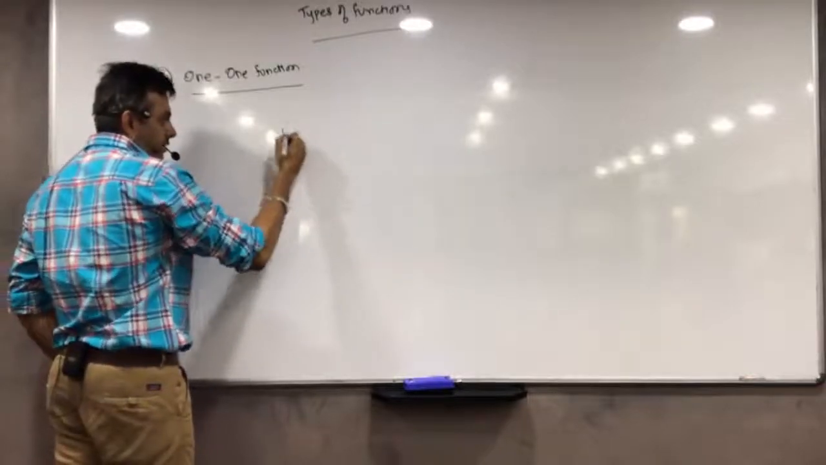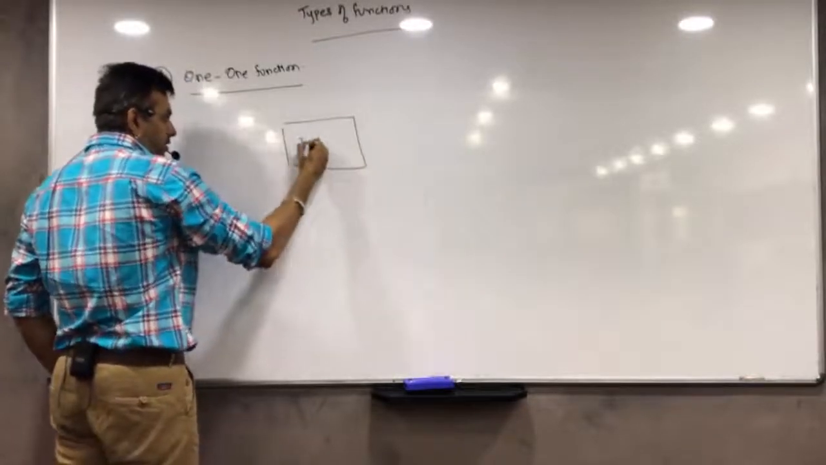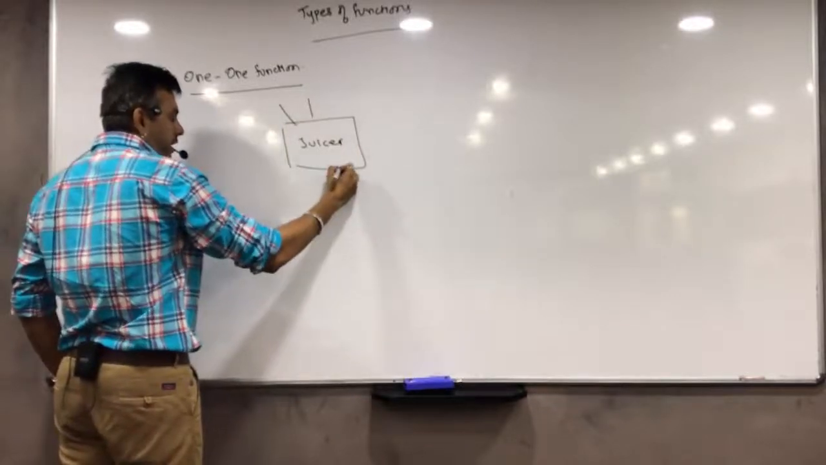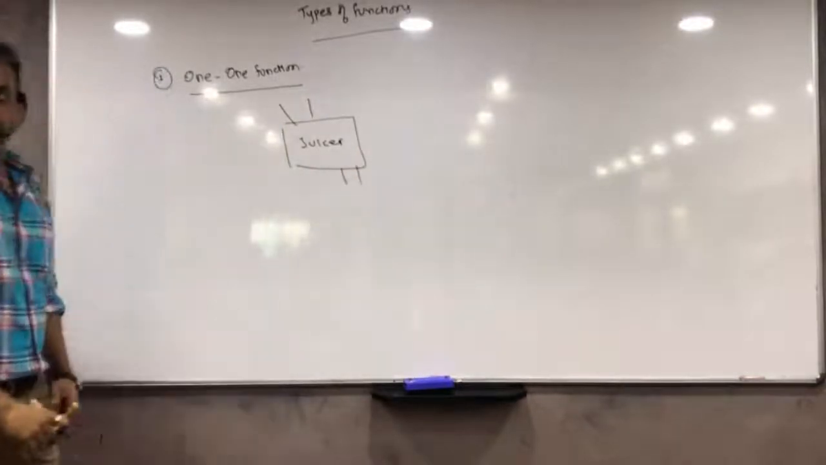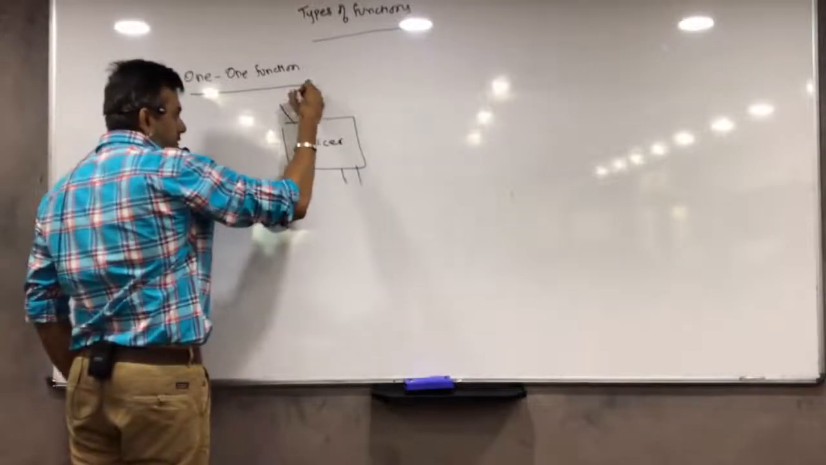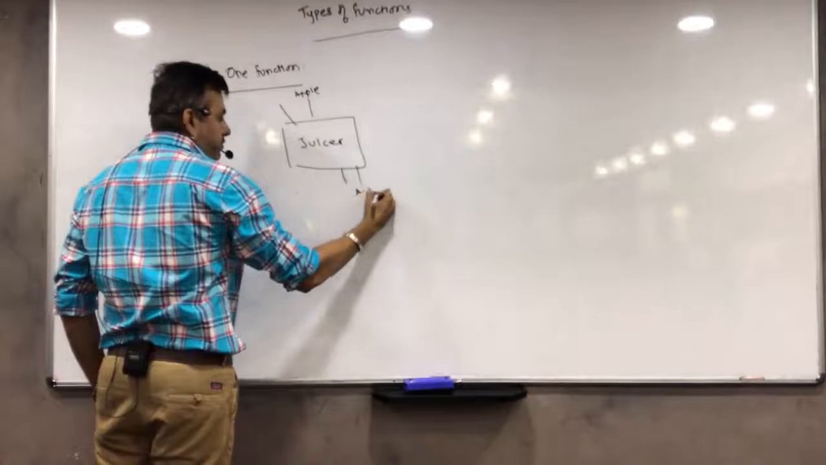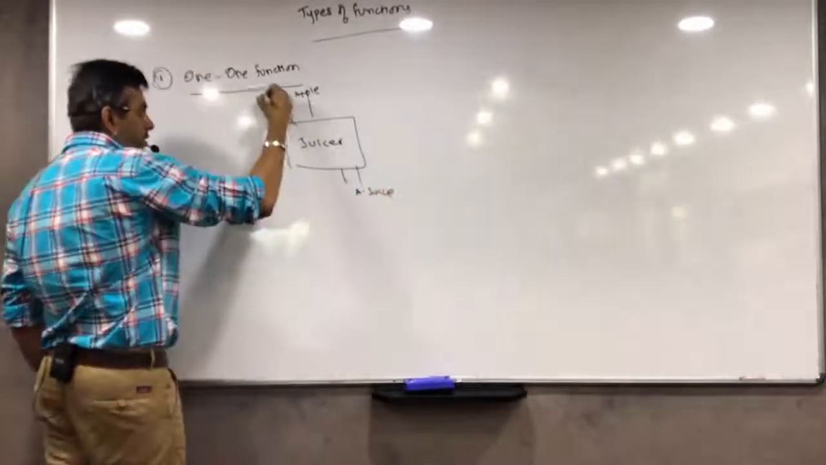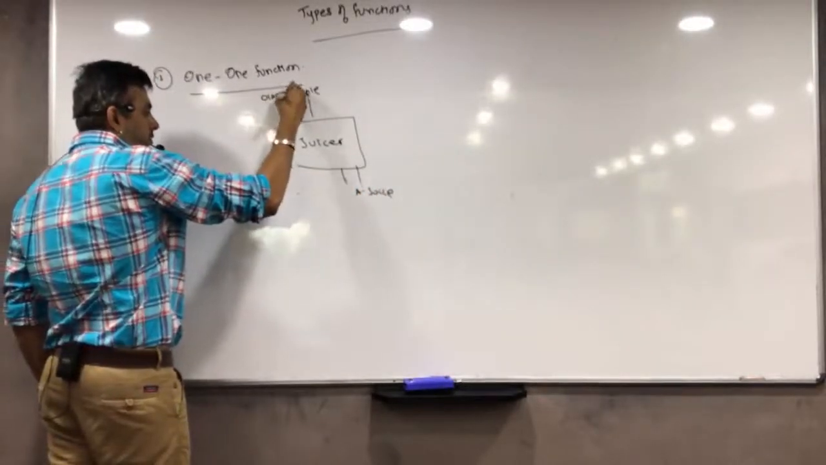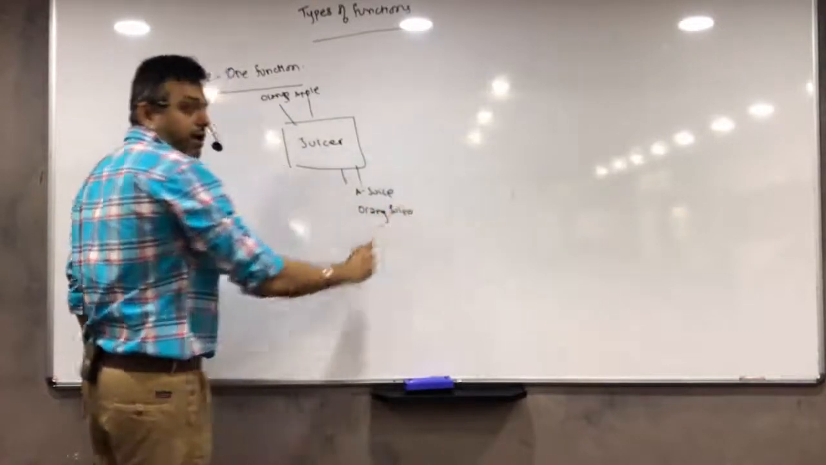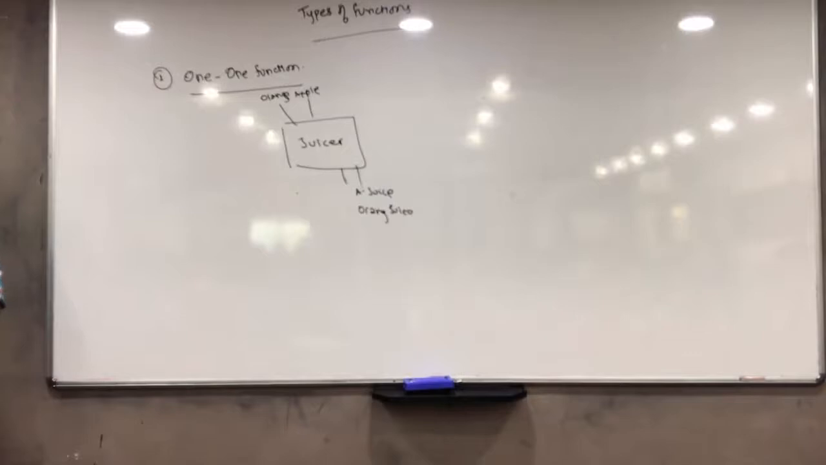As we say, we have a machine, a juicer. We have an input, and we have an output. We put in, say, apple, we get apple juice. We put in orange, we get orange juice. So for every single input, we have an output.